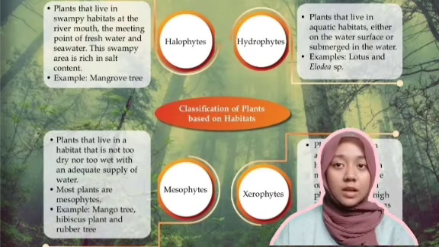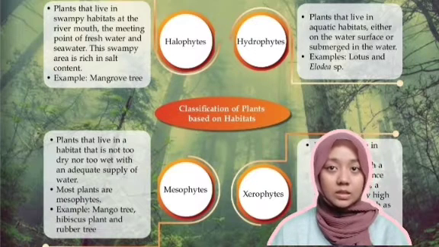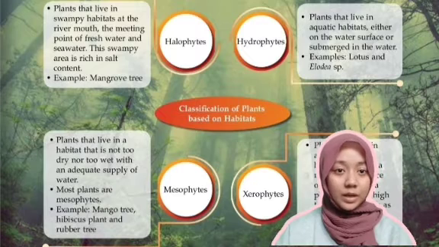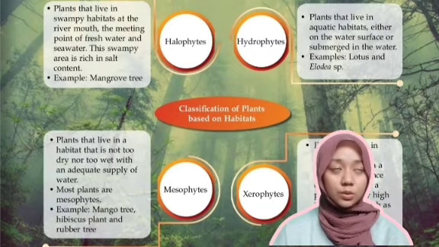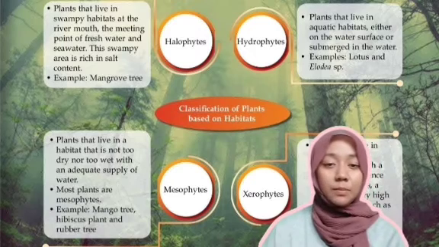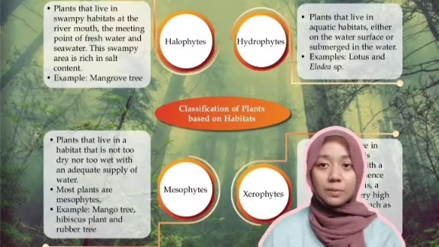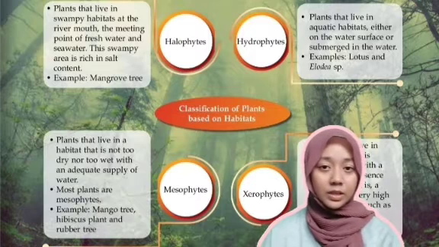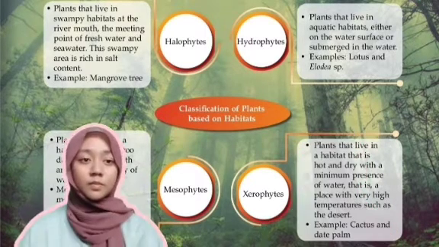So halophytes. Halophyte is a type of plants that live in swampy habitats at the river mouth, the meeting point of freshwater and seawater. Swampy habitat ni dia rich in salt content. Sebagai contoh, mangrove tree. Tumbuhan mesophyte hidup di dalam habitat yang tidak terlalu kering ataupun tidak terlalu lembap dan mempunyai adequate supply of water. Kebanyakan tumbuhan dalam dunia ini adalah mesophyte seperti mango tree, hibiscus plant, and rubber tree.